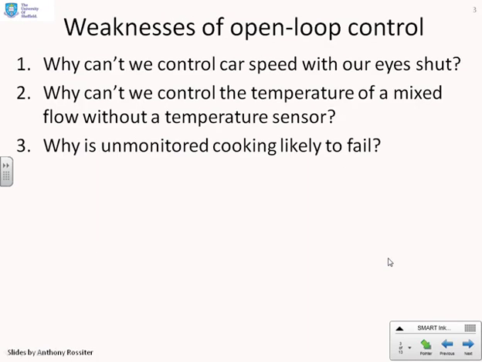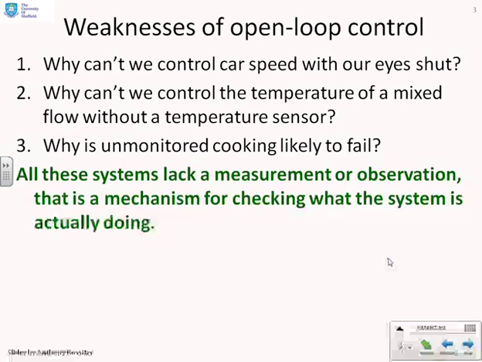So what are the weaknesses of open loop control? Why can't we control car speed with our eyes shut, that is, without being able to look at the speedometer? Or why can't we control the temperature of a mixed flow without a temperature sensor, or for example putting our hand into the flow to monitor it? Why is unmonitored cooking likely to fail?